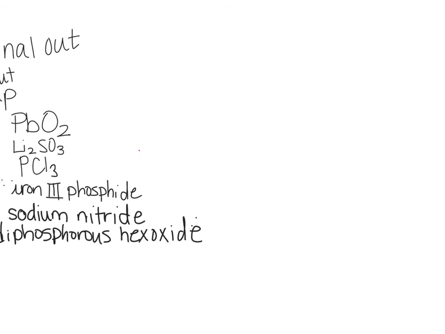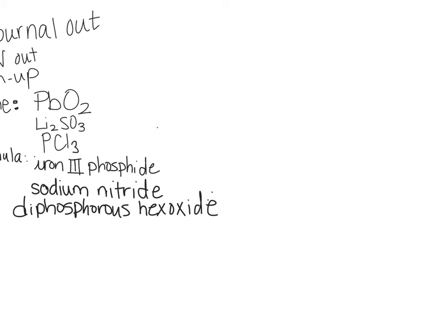Okay, so let's go over these real fast. To start us off, we had our PbO2. Don't use prefixes. You want to run yourself through the questions. Is there a metal? Yes. Is it a transition metal? Yes. So that tells you Roman numerals. We've got to figure those out.